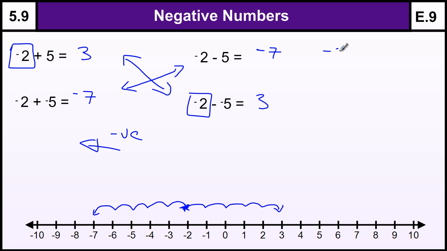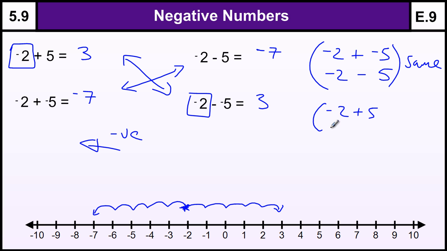So minus 2 plus minus 5 is the same as minus 2 take away 5. They are the same. And minus 2 plus 5 and minus 2 minus minus 5 are also the same. So when I'm adding a negative, that is the same as just taking away, and when I'm subtracting a negative, that's the same as adding. And that's it. That's all there is to adding and subtracting with negative numbers.